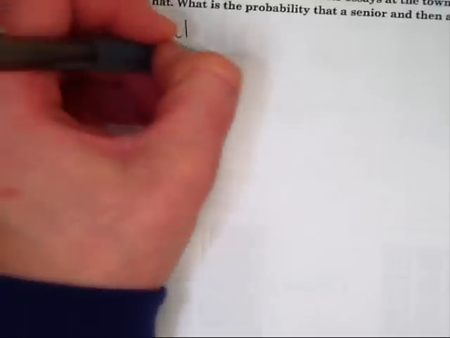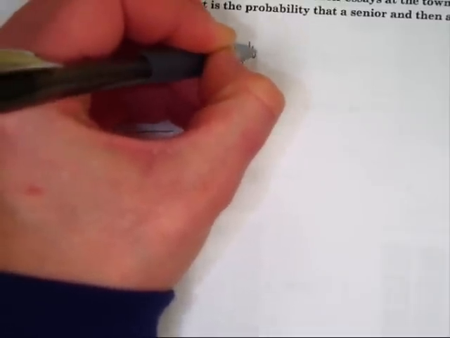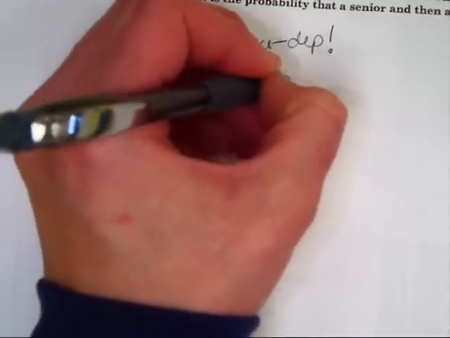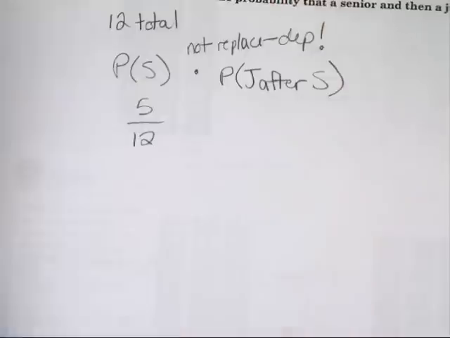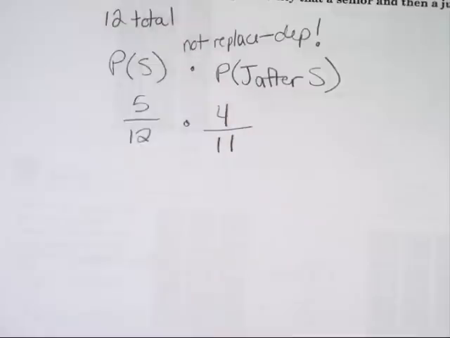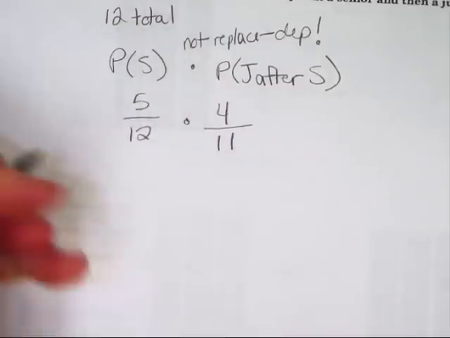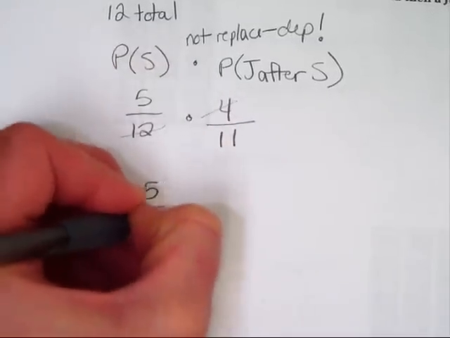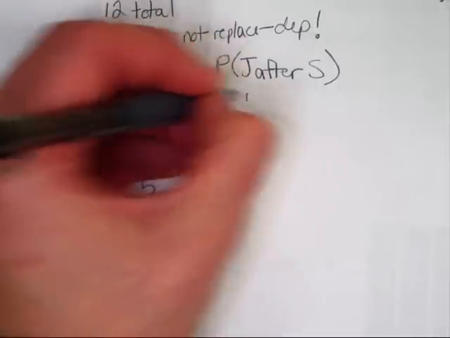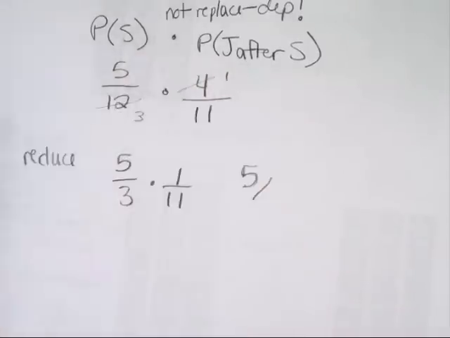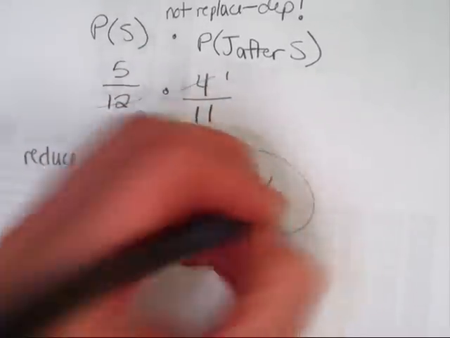Now, because you're not replacing, that makes this a dependent event, okay? Because you are not replacing, it makes it a dependent. So the next thing they want is the junior, but remember, because we are not replacing, you have to do junior after you pick the senior. So the number of the total goes down to 11, and there are 4 juniors. You can reduce now or you can reduce later. If you wanted to reduce now, you could cancel the 4 and the 12 and make it 5 over 3 and 1 over 11. Okay, I cross-reduced. So 5 times 1 is 5, over 3 times 11 is 33. And that's it.